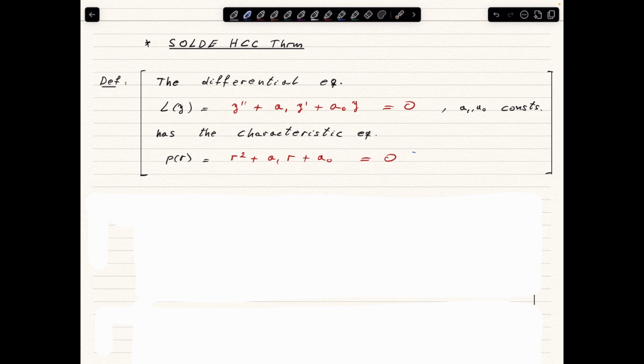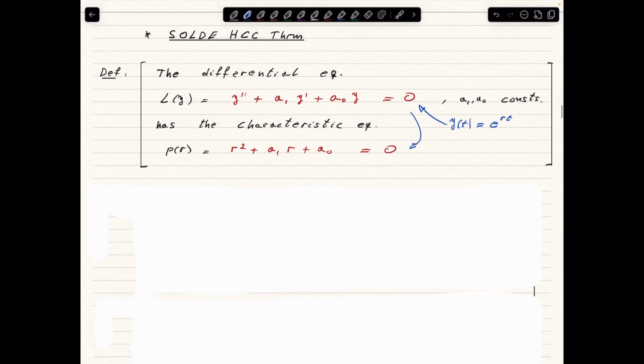Recall how we obtained this equation in the example. What we did is we plug in y of t equal to an arbitrary exponential of rt. We put that into the equation, and then because of that we got the characteristic equation.